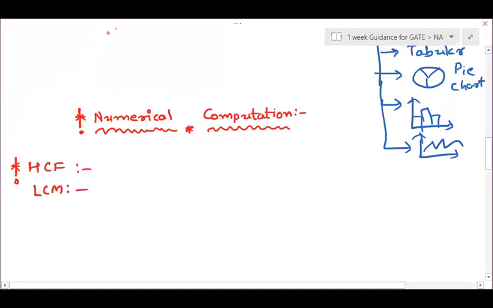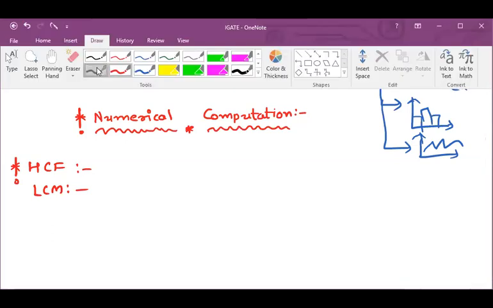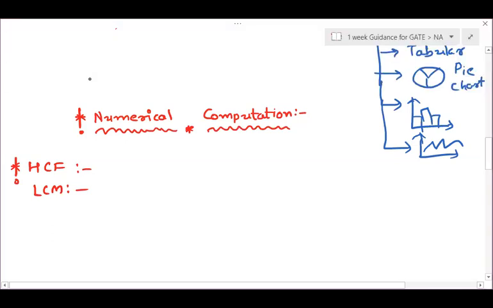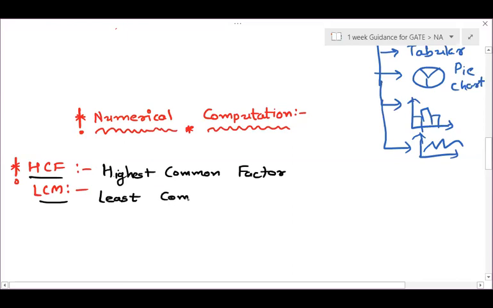To calculate the questions based on HCF and LCM, you should be very clear with what is HCF, what is LCM, and when it is used. HCF क्या है, LCM क्या है? HCF is your highest common factor. LCM is your least common multiple.